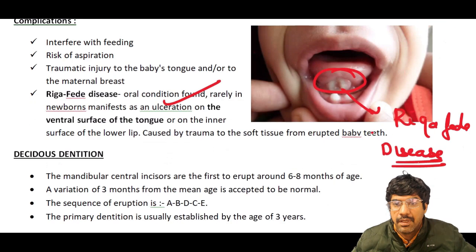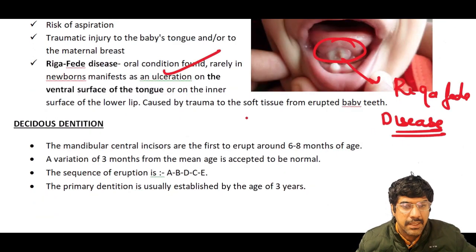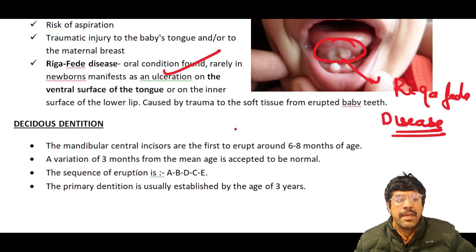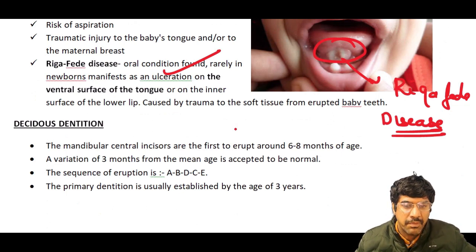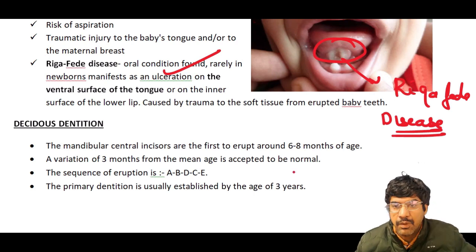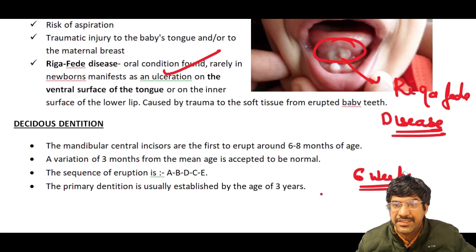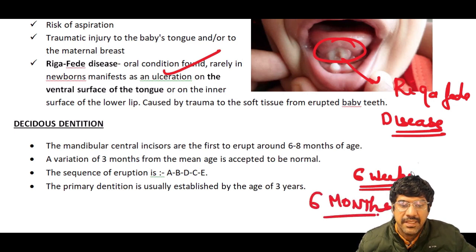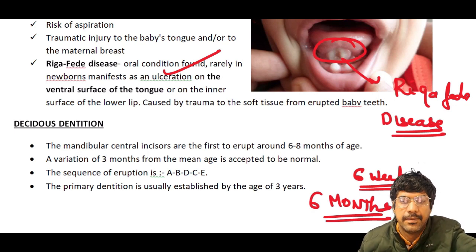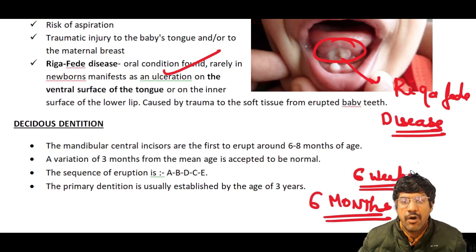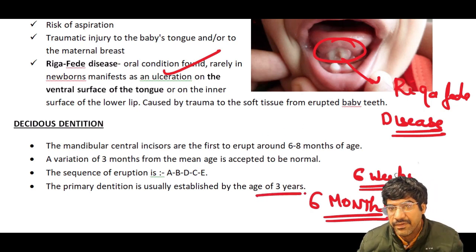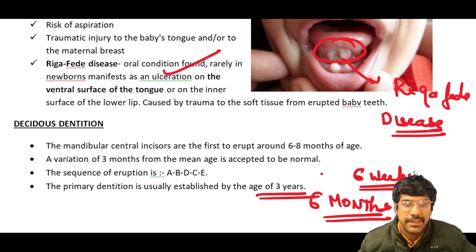Now, during the deciduous period, the second stage is the deciduous period. The development and eruption of the primary teeth occur here. The formation of the primary tooth bud begins around 6 weeks of intrauterine life. The eruption of the first primary teeth begins around 6 months of age, with the central incisors being first to erupt. The completion of eruption of all primary teeth usually occurs by 2.5 to 3.5 years of age.